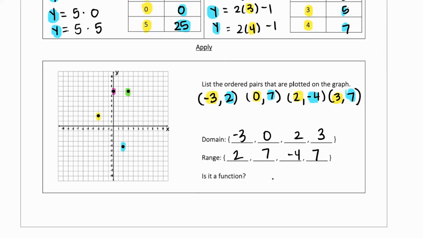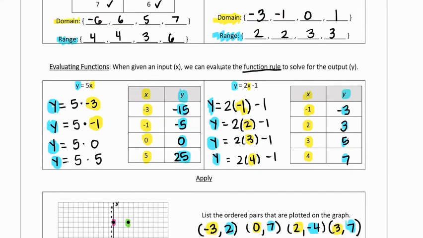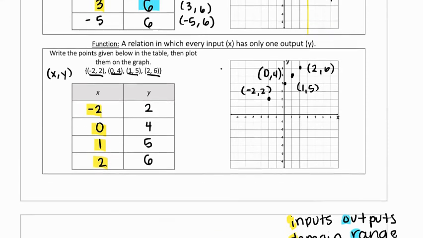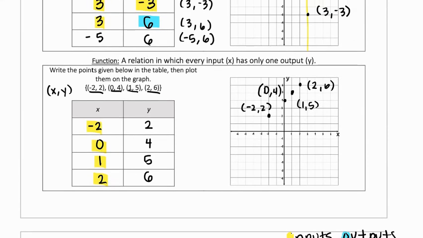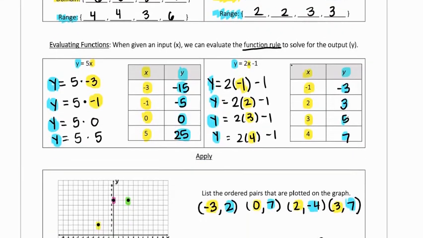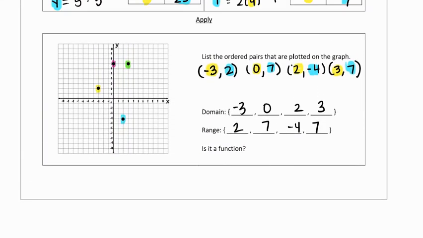So is it a function? Remember, we have to look for: do any of our inputs repeat? Because the definition of a function said it's a relation in which every input or x value has only one output. So we check our x's. Did any of them have a repeating x value to get a different output? -3 only showed up once, 0 showed up once, 2 showed up once, and 3 showed up once. So since none of our x's repeated, yes, this will be a function because every input has only one output listed.